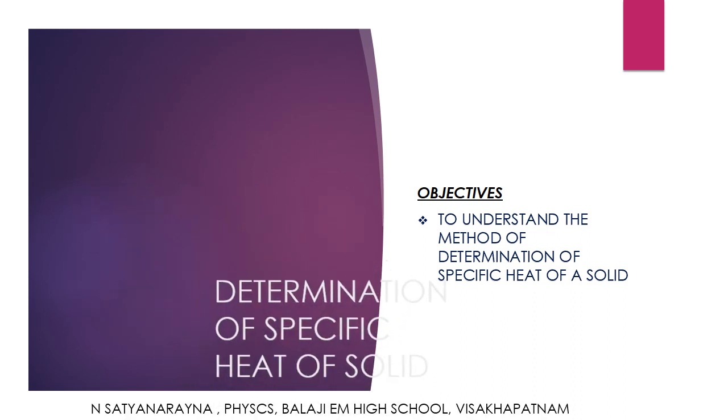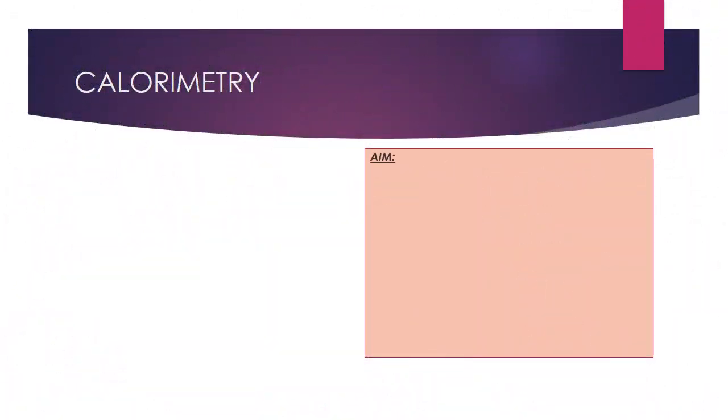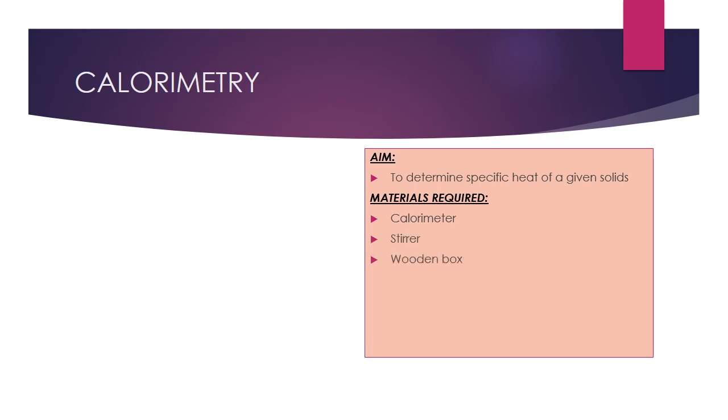In that, today our aim is to find the specific heat of a given solid. We can use the calorimeter to find out the specific heat of the solids. To do any activity, we require some materials. They are calorimeter, stirrer, wooden box, thermometer, lead marbles or lead shots, or you can also take an iron bolt, water and steam heater.